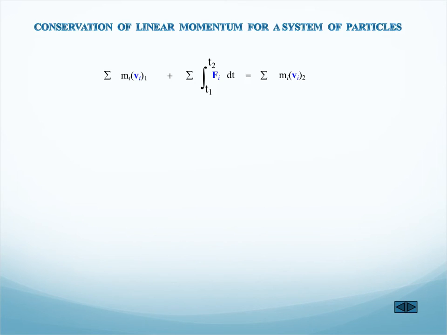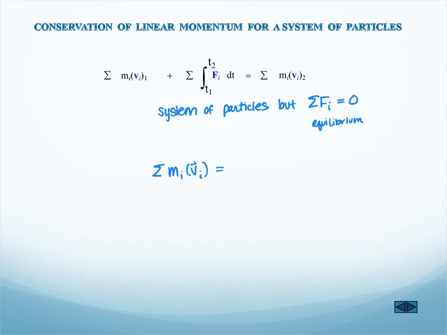What we're basically saying is we have a system of particles, but the sum of the external forces is also zero. That is, either everything is in equilibrium, we don't have to worry about the external forces, and as a result, the sum of your initial momentum is equal to the sum of your final momentum.